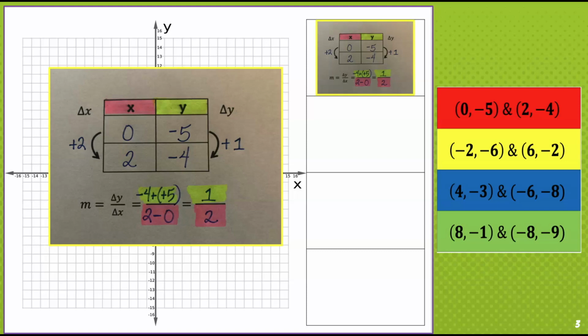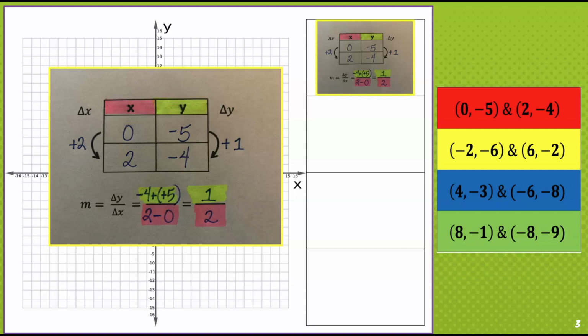Same goes for x. On a number line, how would I get from 0 to 2? I would do that by moving 2 spaces to the right. So when I calculate my change in y over my change in x, that would be 1 over 2. We can also begin to transition them to using that slope formula.